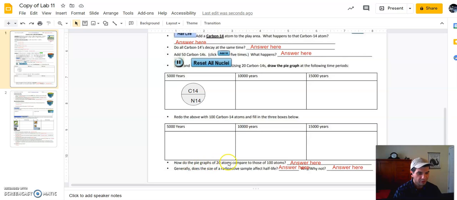How do the pie graphs of 20 atoms compare to the 100 atoms? Please answer. And generally, does the size of a radioactive sample affect its half-life? Why or why not? And that's it for today. Tomorrow we're going to be taking a look at the second half of this lab and trying to figure out exactly where these atoms come from, where they go, how they decay.